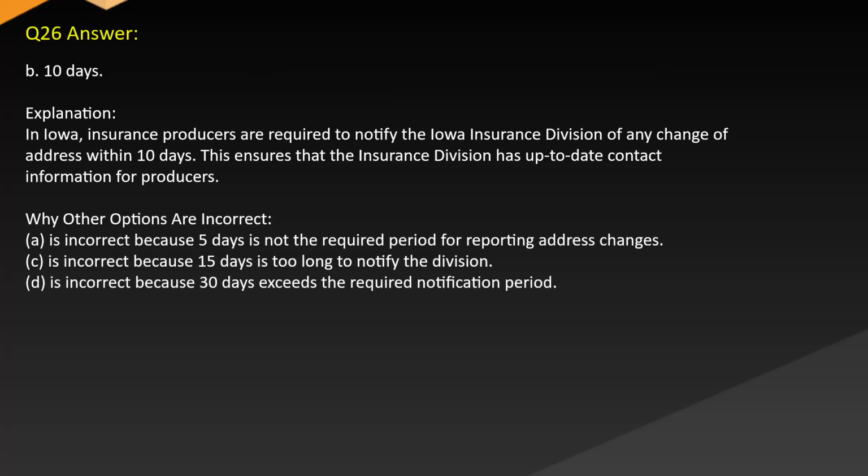Answer: B. 10 days. Explanation: In Iowa, insurance producers are required to notify the Iowa Insurance Division of any change of address within 10 days. This ensures that the Insurance Division has up-to-date contact information for producers. Why other options are incorrect?